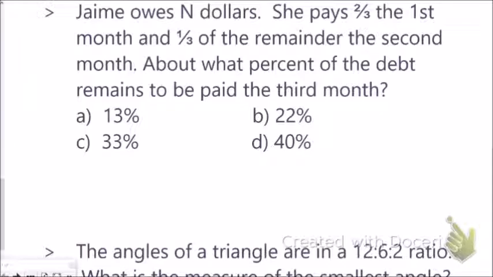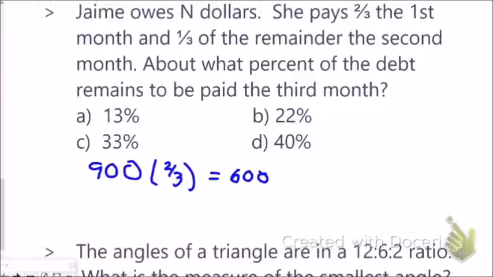On this one, Jamie owes N dollars and she's paying 2/3 and 1/3. Since I have 2 different 3s, I'm going to pick a number 3 can divide into twice. So 900 seems like a reasonable amount of money for her to pay. So if she owes $900 and she pays 2/3 the first month, I need to figure out what 2/3 of 900 is. Of means multiply. That's going to give me an answer of $600 that she pays.